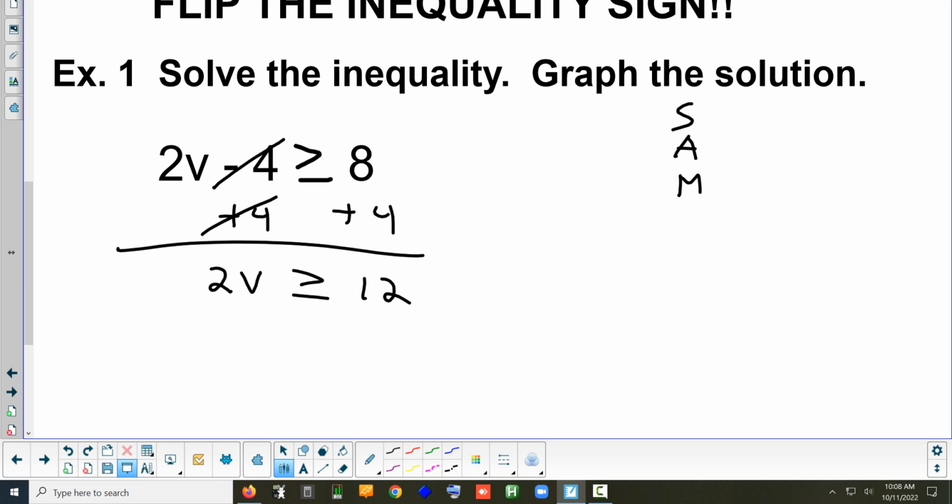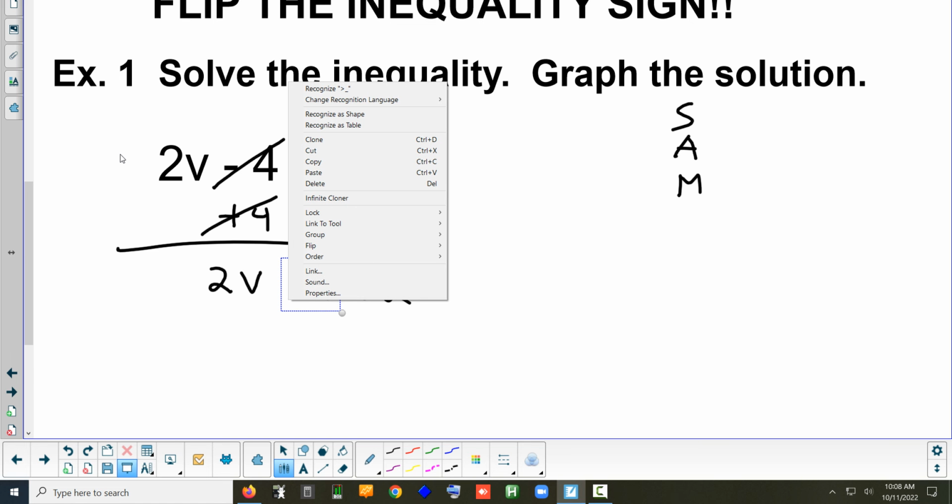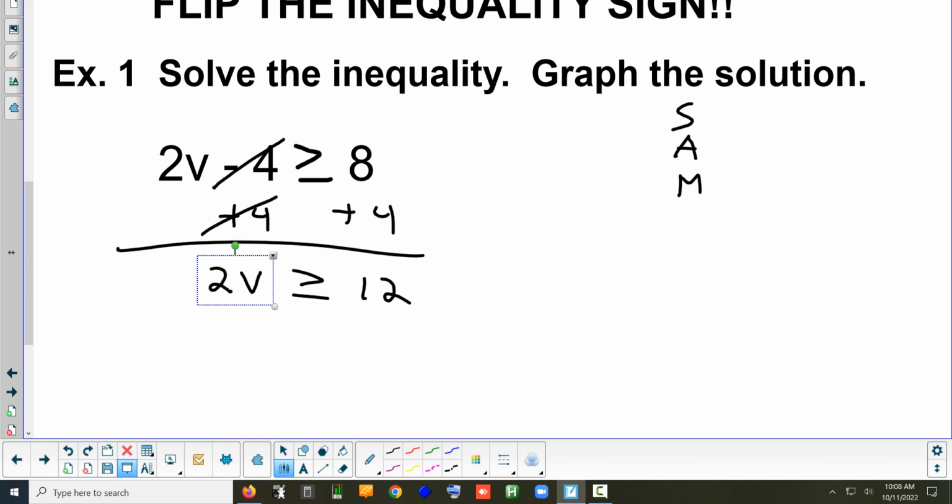Now, this is what we call a single-step inequality. There is one step left to solve this, and it's under the multiply or divide part of SAM. Yep. So we're going to divide each side by 2.